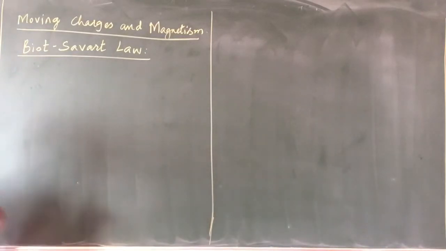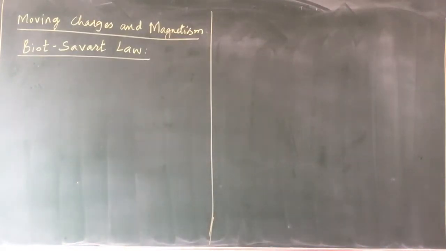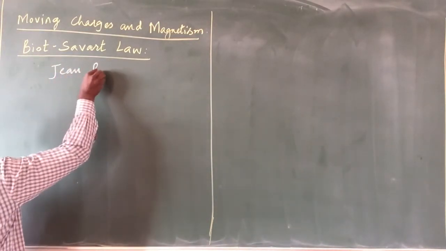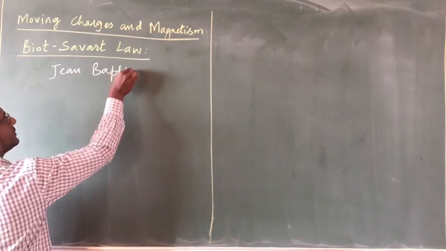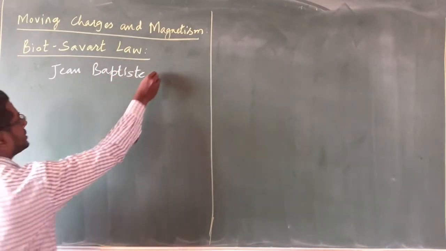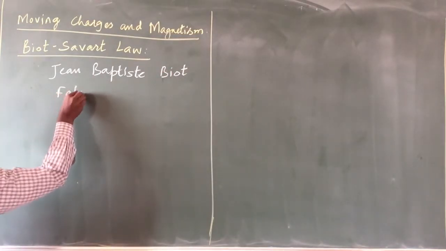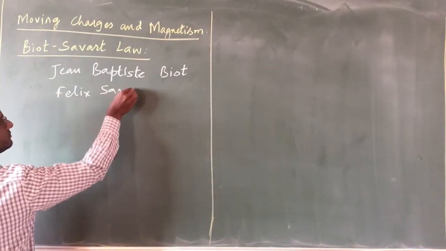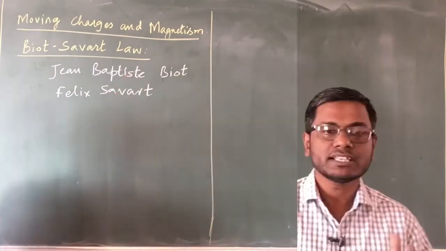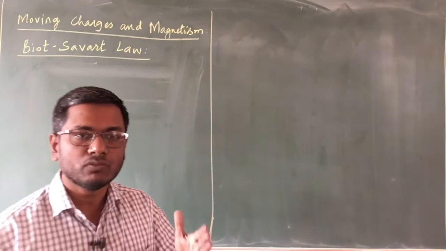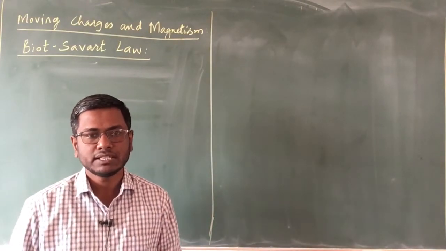Biot-Savart. There are two people, both French physicists: Jean-Baptiste Biot and Félix Savart. A moving charge produces a magnetic field. So we want a charge which is in motion.